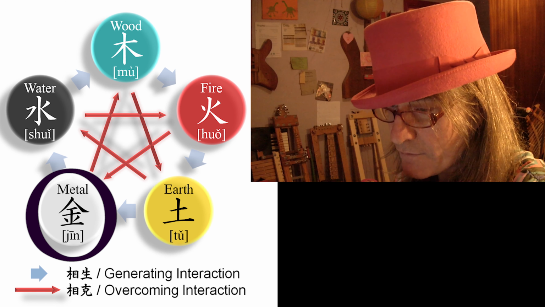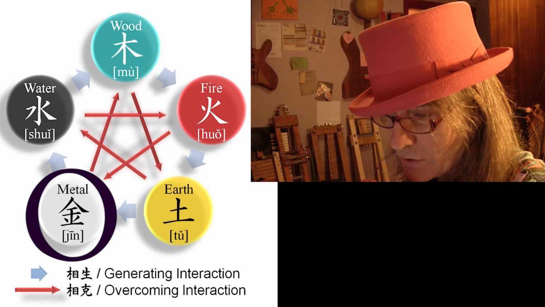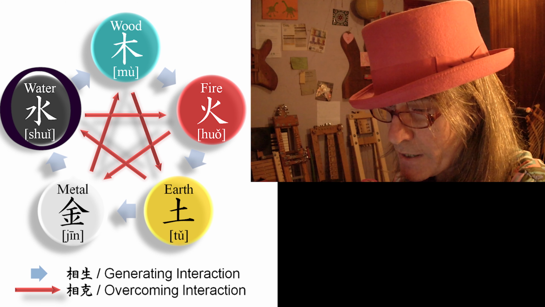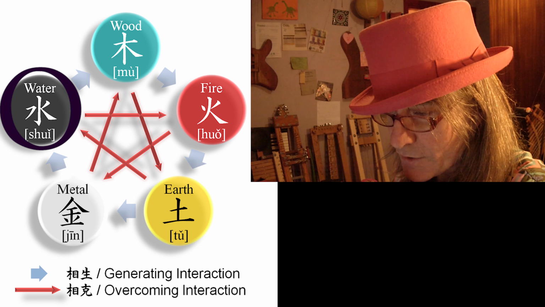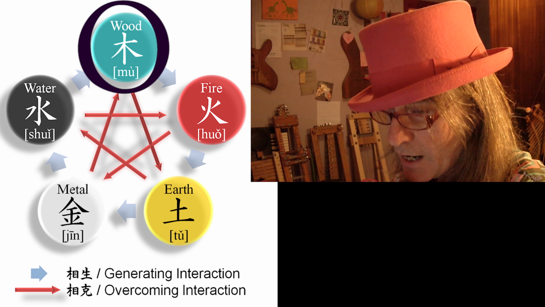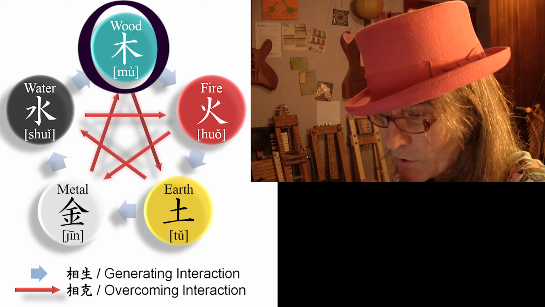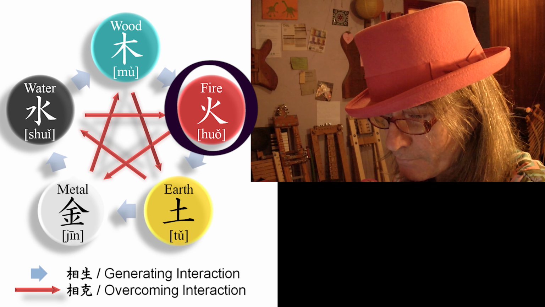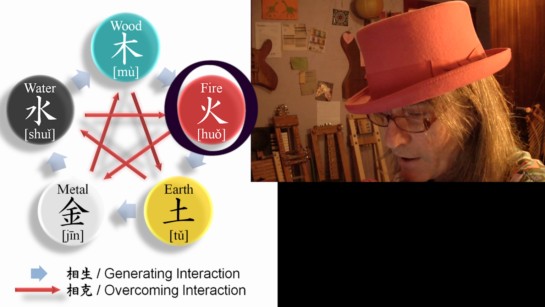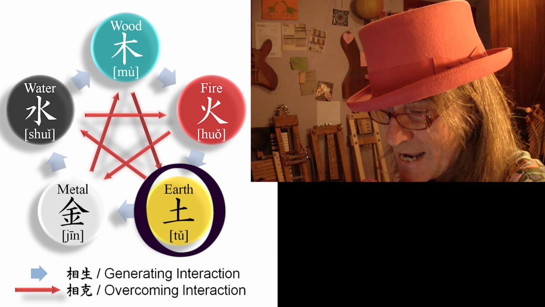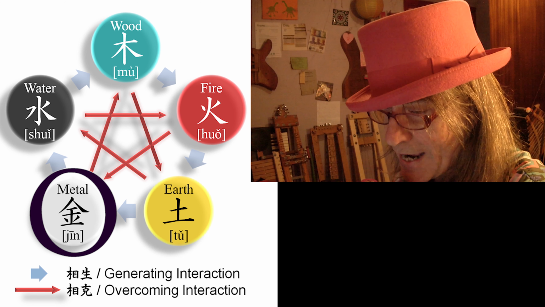15, Inanna, Venus, the element metal, generates water. 12, Nebo, Mercury, the element water, generates wood. 10, Marduk, Jupiter, the element wood, generates fire. 8, Nurgle, Mars, the element fire, generates earth. 4, Ninib, Saturn, the element earth, generates metal.